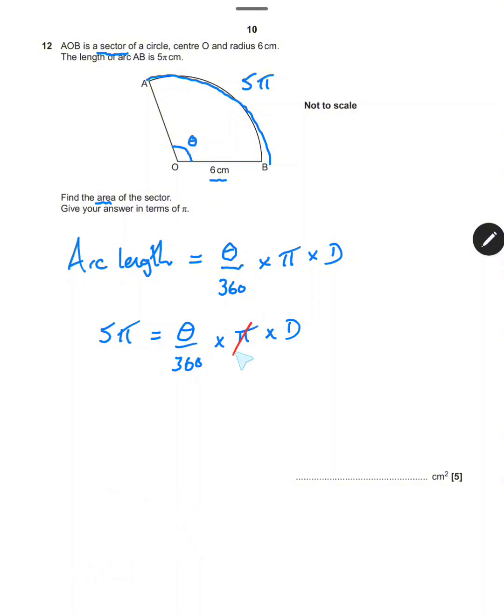What I can do straight away is divide both sides by pi. I can also start to rearrange this equation to get this missing angle theta. So what I'm going to do is times both sides by 360.